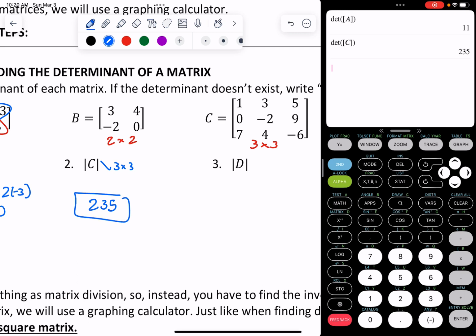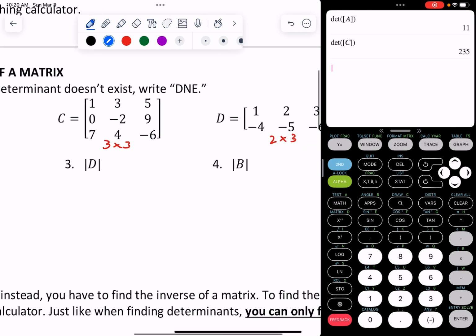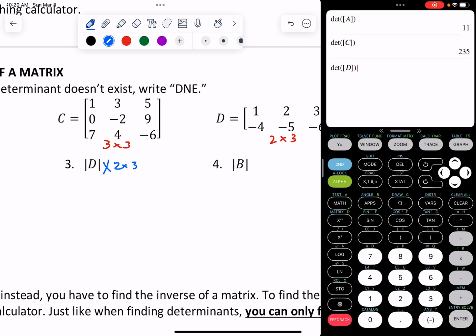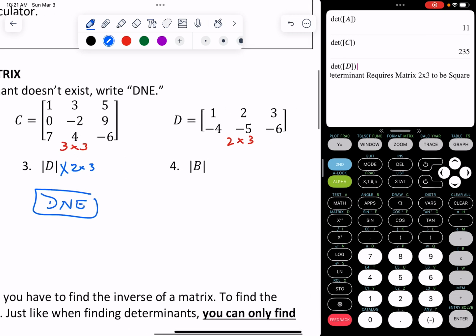For that determinant, if we look at D, this is a 2 by 3, right? They have to be square. That's not square, so there's not going to be a determinant. If you check matrix D on your calculator, determinant requires the matrix to be square, so your calculator is going to say error. It's not going to be able to do it. So this one does not exist.